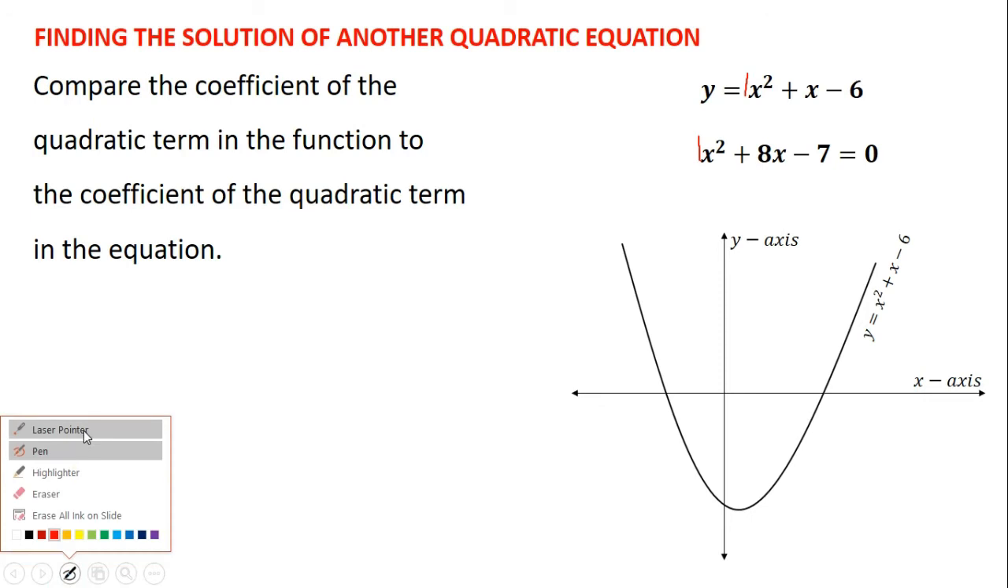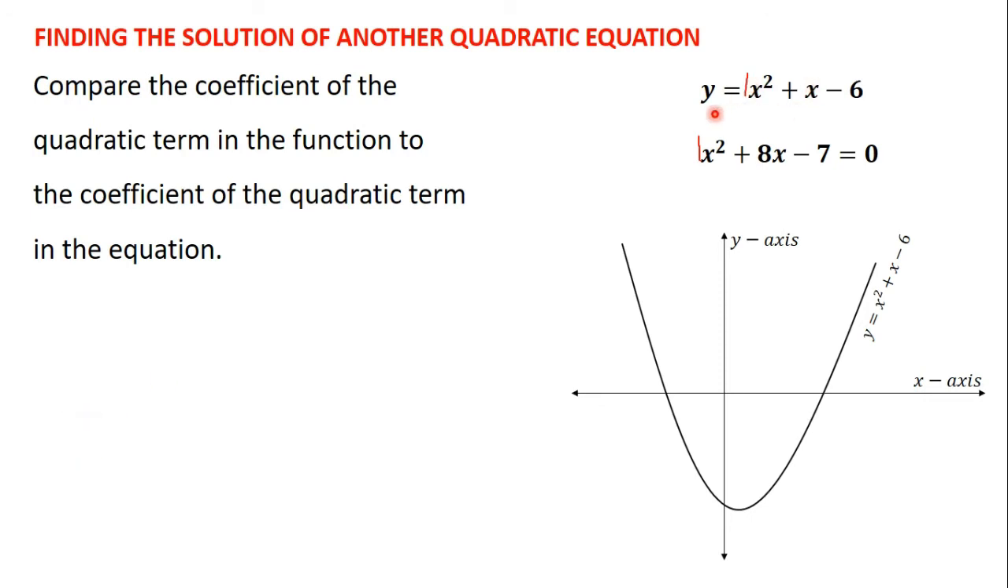So as we can see, the coefficient of the quadratic term in the function is 1, and the coefficient of the quadratic term in the equation is 1. So the coefficient of the quadratic term in both the function and the equation is 1. After we have compared the coefficient of the quadratic term in the equation to the coefficient of the quadratic term in the function, what do we do next?